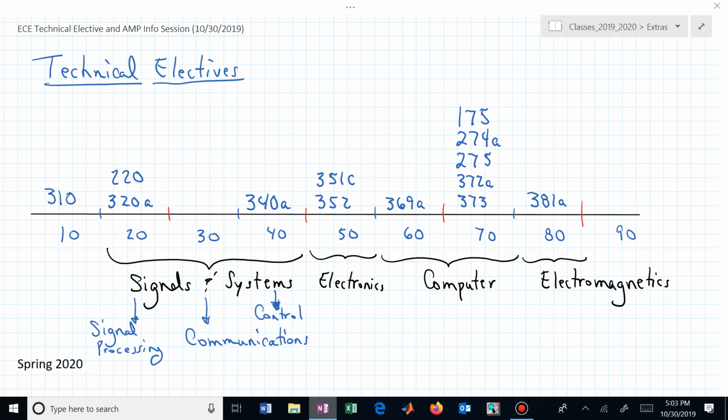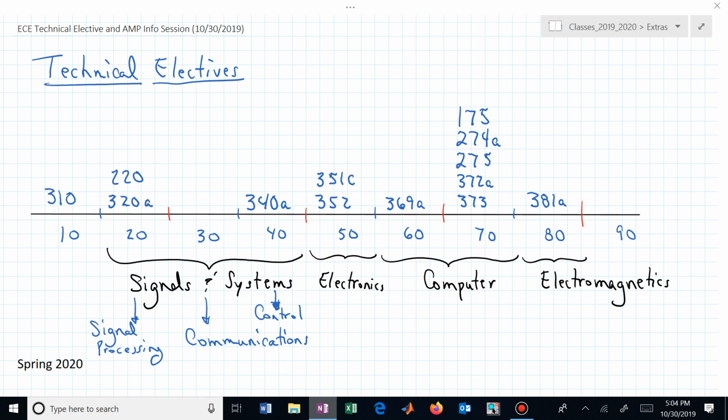This is right now focused on what to take for technical electives in the spring semester of 2020 and also in the future. So if you are planning your technical elective schedule, hopefully this will give you some information concerning how to sequence your selections of technical coursework.